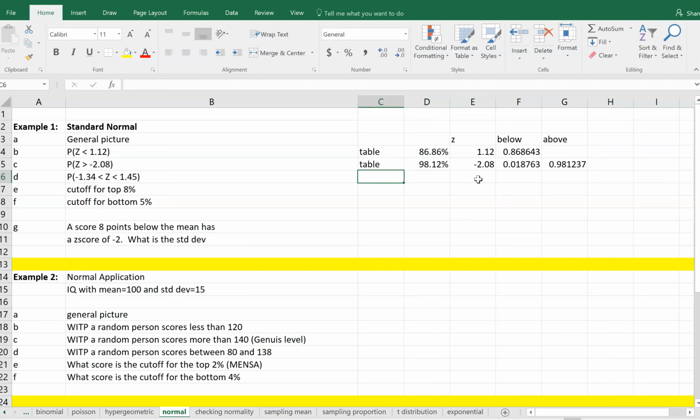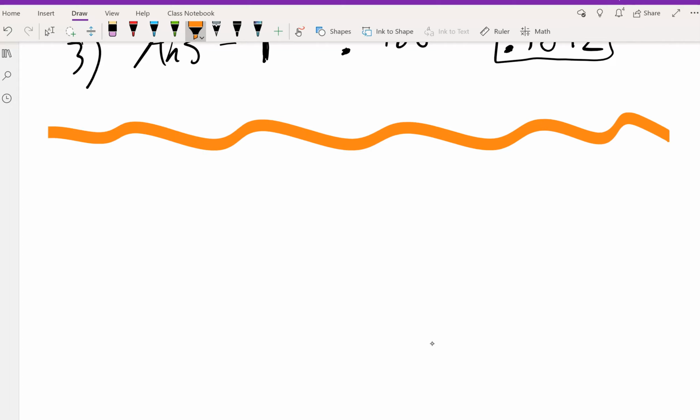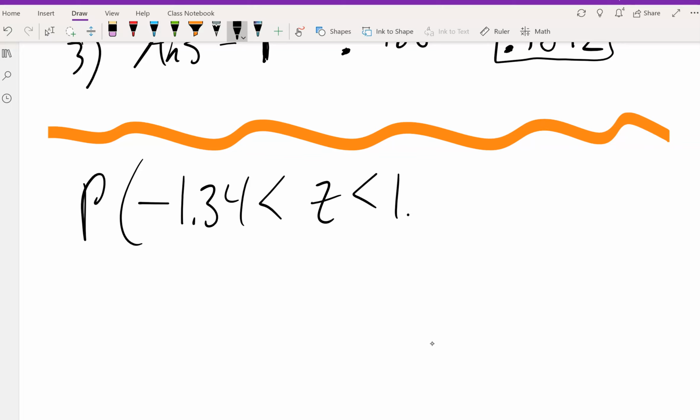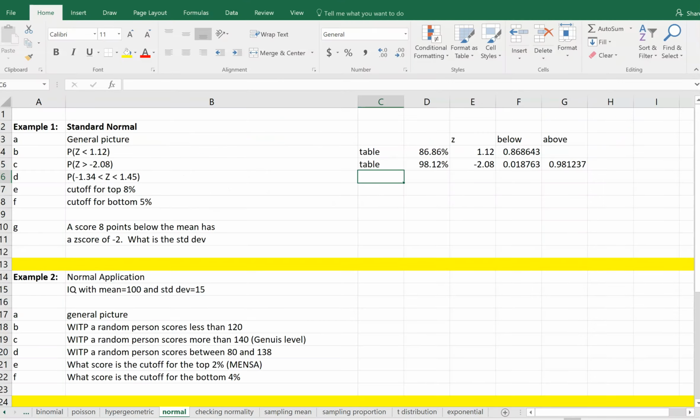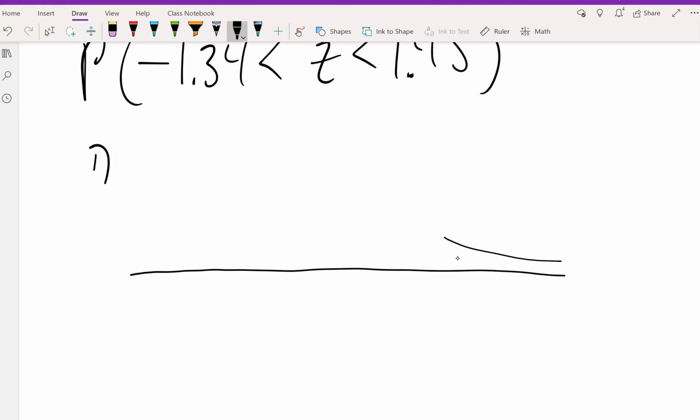All right. Now let's look at this question, part D, negative 1.34 to 1.45. So we want the probability of negative 1.34 to 1.45. How to do that? And let me just make sure I got the right numbers. 1.34, 1.45. Well, I don't like to change my steps. I like to keep the steps the same.